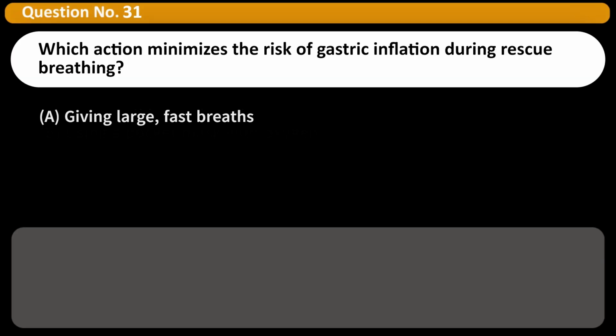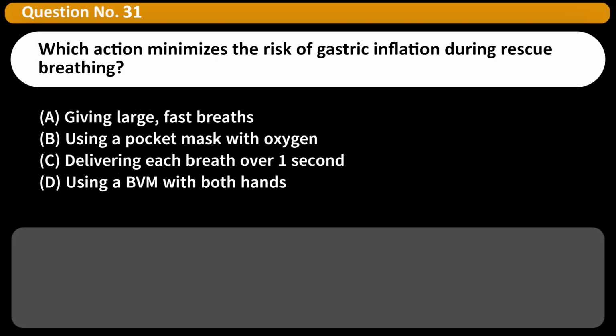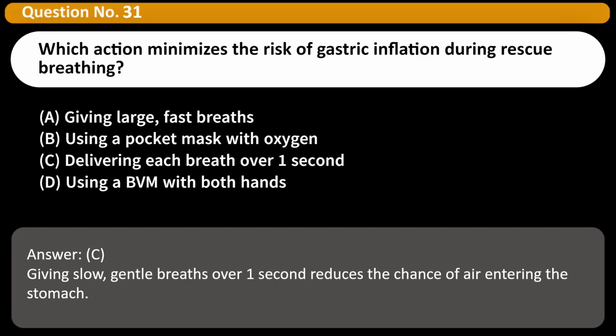Which action minimizes the risk of gastric inflation during rescue breathing? A. Giving large, fast breaths. B. Using a pocket mask with oxygen. C. Delivering each breath over 1 second. D. Using a BVM with both hands. Answer: C. Giving slow, gentle breaths over 1 second reduces the chance of air entering the stomach.